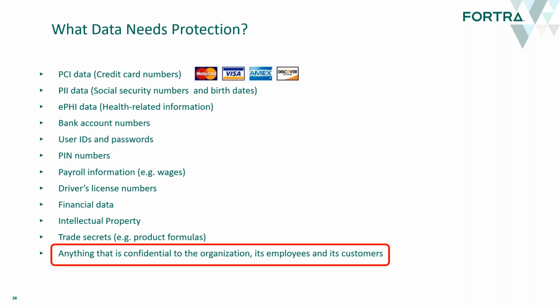What needs protection? We mentioned this: PCI data, credit card numbers. I wouldn't want my credit card numbers, name and address to be released. PII data, social security numbers, birth dates, things of that nature. That's what the bad guys use to do identity theft. Health-related information, that's highly confidential. Again, your bank account numbers, user IDs and passwords, PIN numbers, payroll information. I used that example earlier. Driver's license numbers, financial data, intellectual property, trade secrets, things of that nature. And lastly, anything that is confidential to the organization, its employees, and its customers.